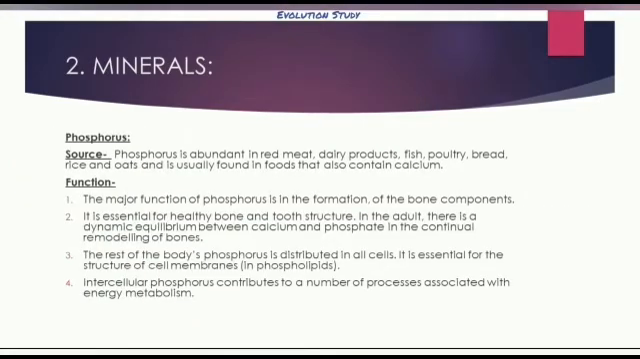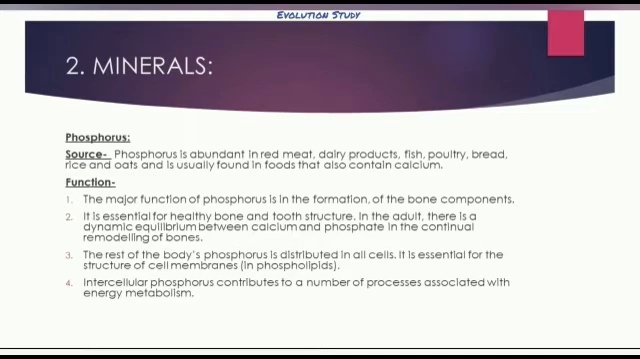Phosphorus. Source: phosphorus is abundant in red meat, dairy products, fish, poultry, bread, rice, and oats, and is usually found in foods that also contain calcium. Function: the major function of phosphorus is in the formation of the bone components. It is essential for healthy bone and tooth structure.